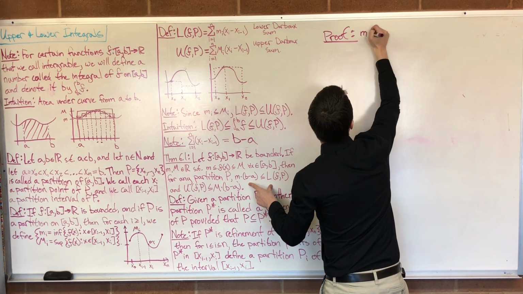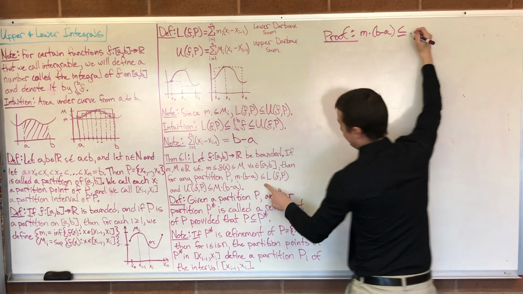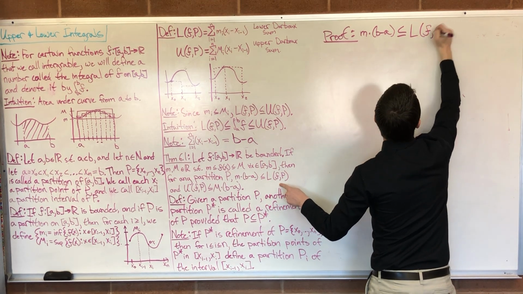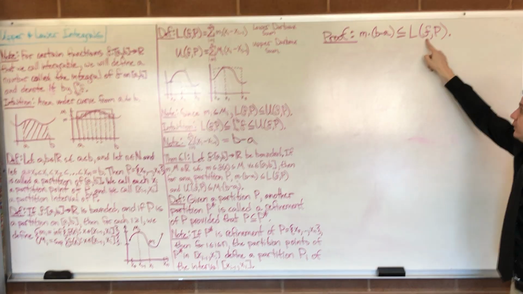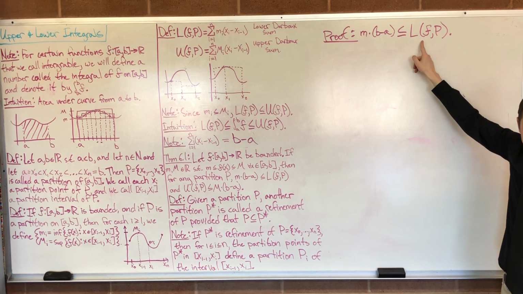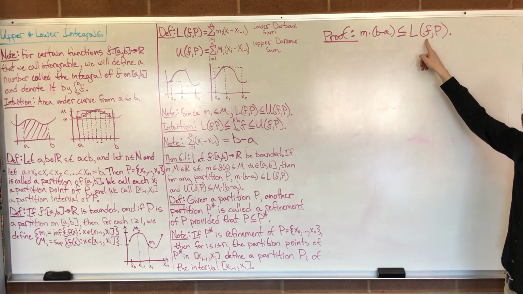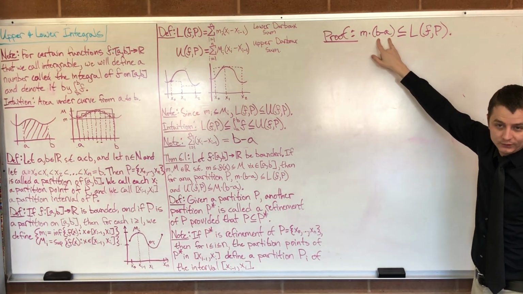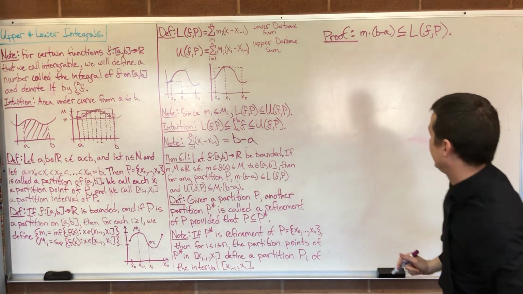Proof. Little m times b minus a is less than or equal to the lower Darboux sum of f with some partition p. Now notice it's implied that f is a function from the closed interval a, b to R, and that p is some partition on that closed interval a, b. That's all implied in what I've said here. And b minus a, talking about the exact same partition. Good? All right, the proof is basically just an algebra proof.